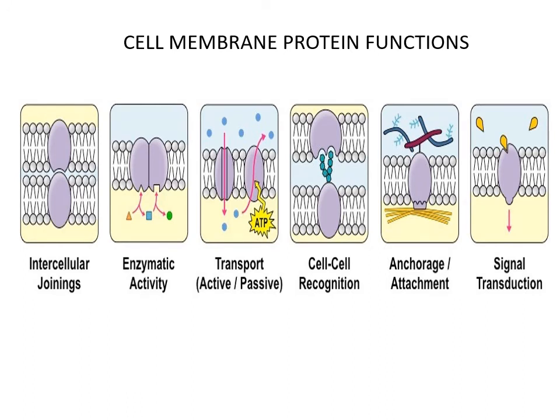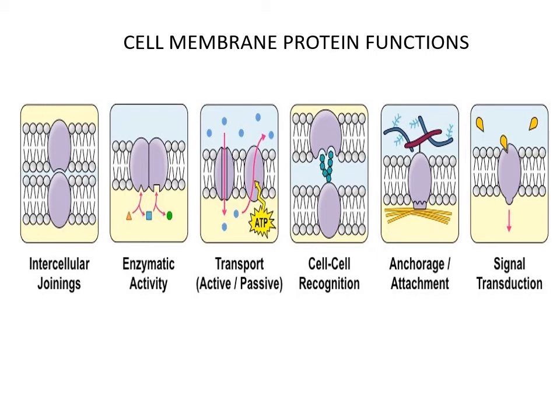Okay, and here are some functions of these cell membrane proteins. So the first one, the intercellular joining, that's just to keep the cells together, right? So inter always means between at least two. Intra means the cell itself. So intracellular is referring to the inside of one cell. Inter is between at least two cells. So the joining that we spoke about before between cells, proteins function in that role.